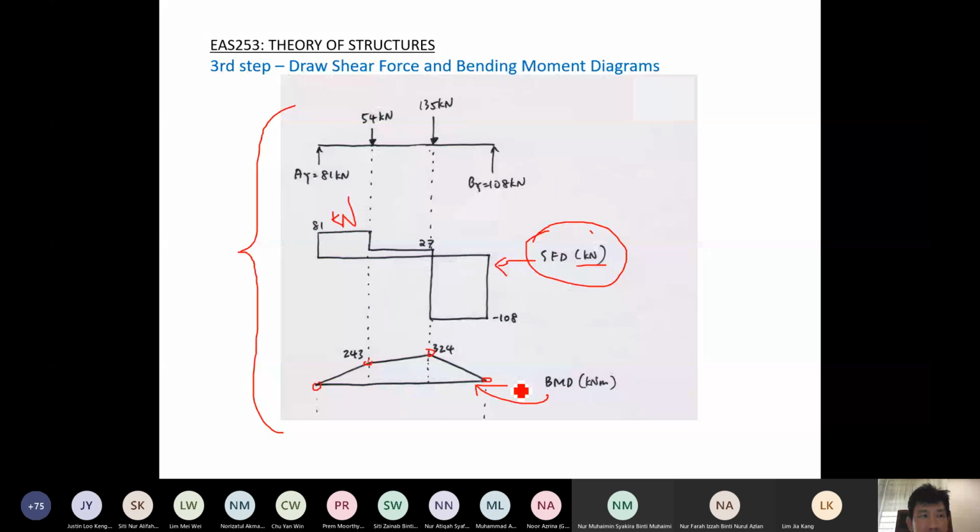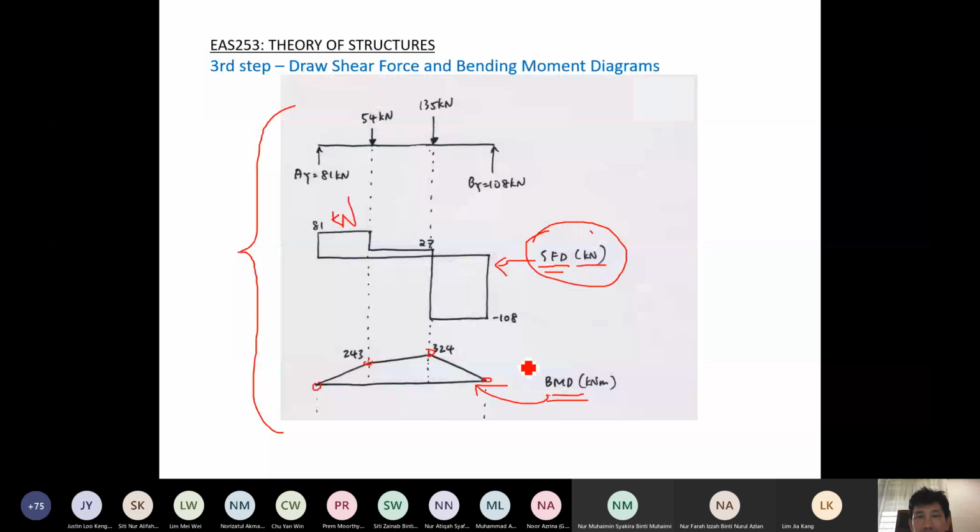It can be constant, it can be a function of x, it can also be a function of x squared. But it will be in the form of equations representing the variations. Then finally, represent them correctly in the form of diagrams. And when you draw a diagram, indicate the name clearly: shear force diagram, bending moment diagram.